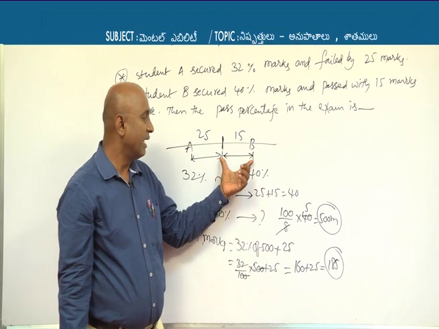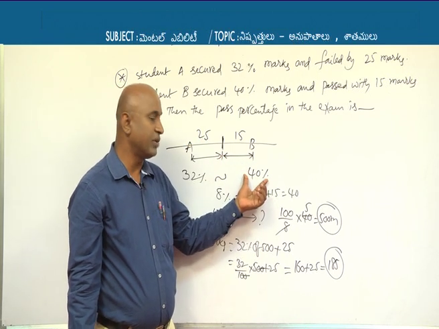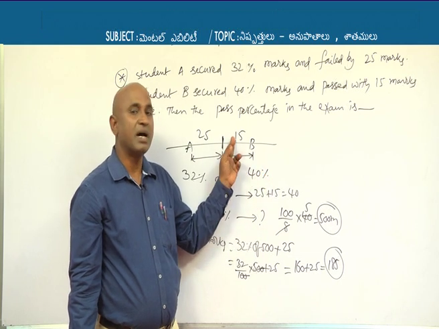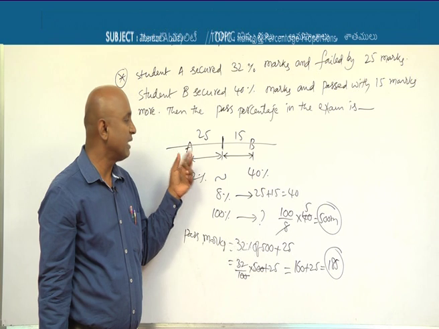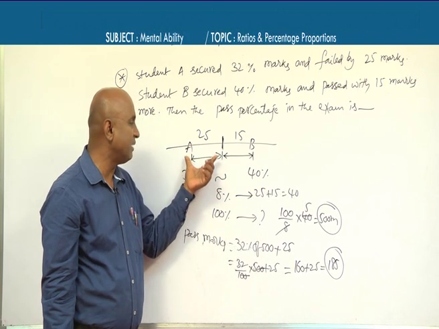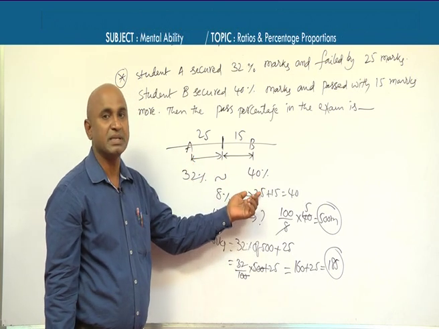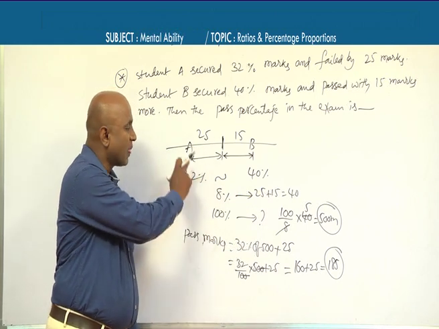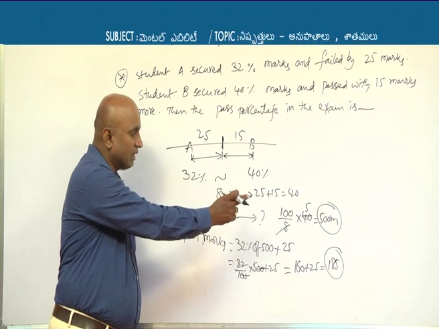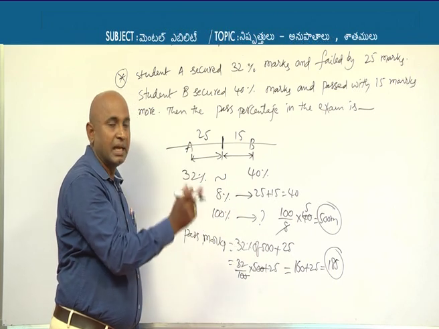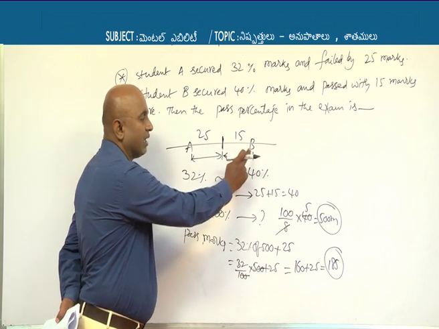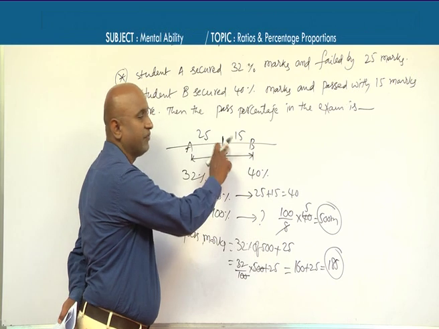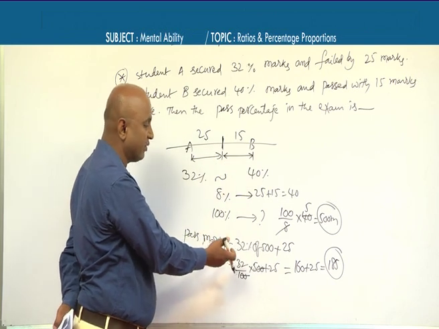Similarly, B passed the exam and he secured 40% marks, and B got 15 marks more than the pass marks. That means the pass percentage lies between 32% and 40%. Now the pass marks of A or B is equal to 32% of total exam plus 25 marks. Similarly, the pass marks is equal to 40% of 500 minus 15. In both cases, we can take anyone.